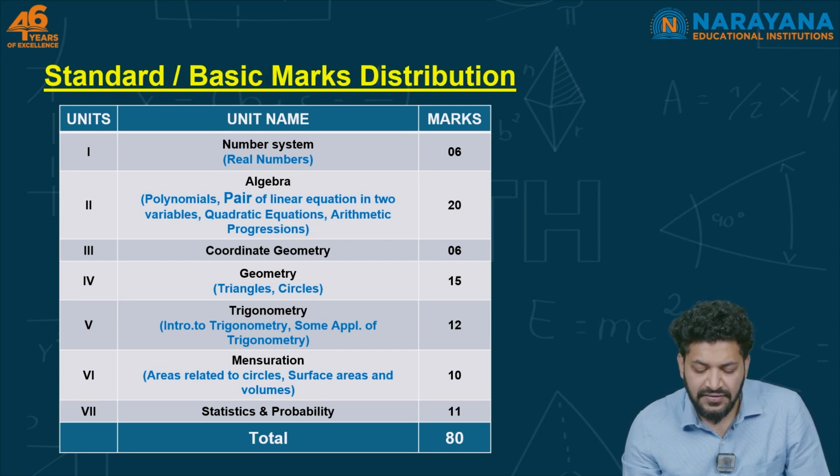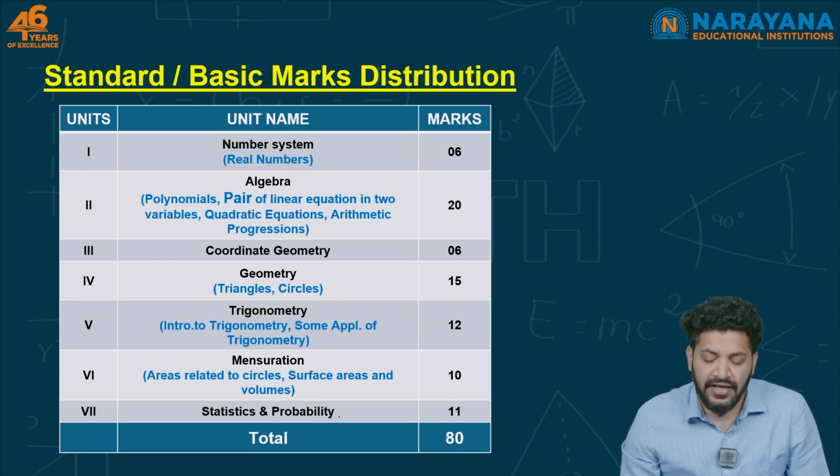Here we have 6 marks for number system. For algebra we have 20 marks and coordinate geometry we have 6 marks. Geometry we have 15 marks. Trigonometry 12 marks. Mensuration 10 marks. Statistics and probability having 11 marks. In total we have 80 marks. So let us see in detail.